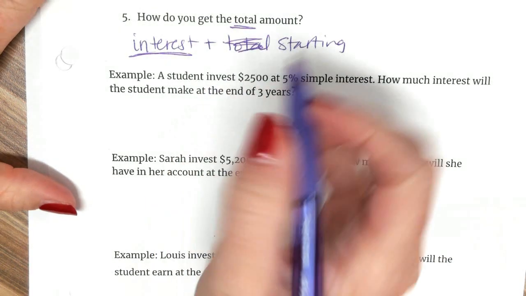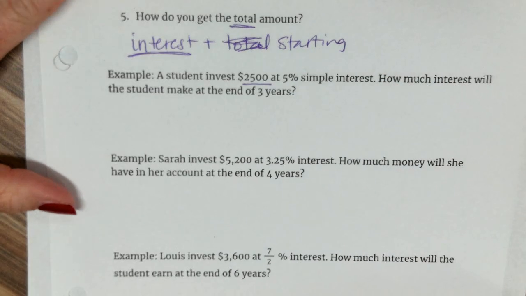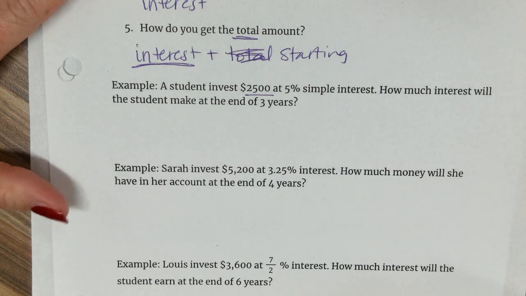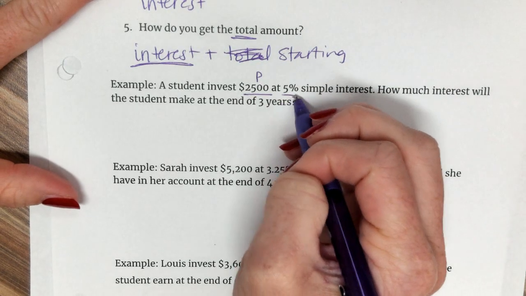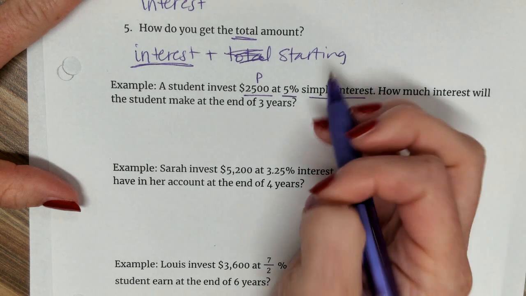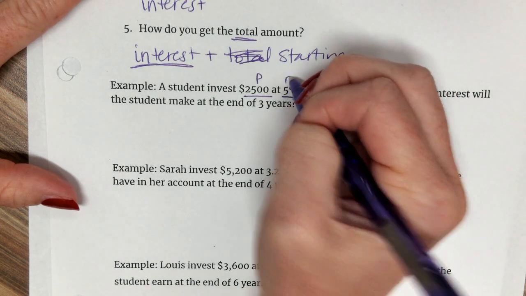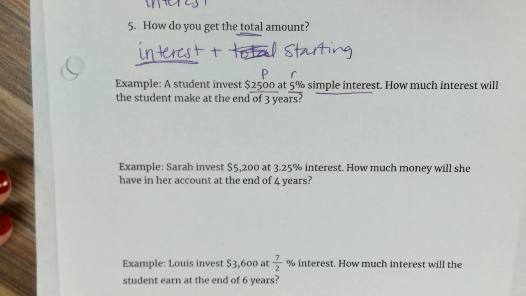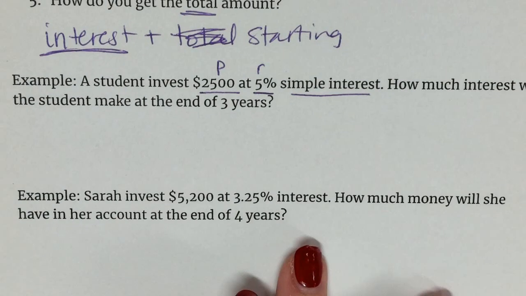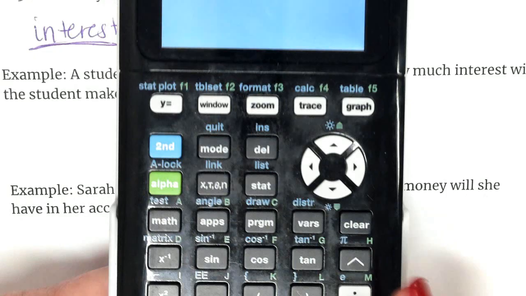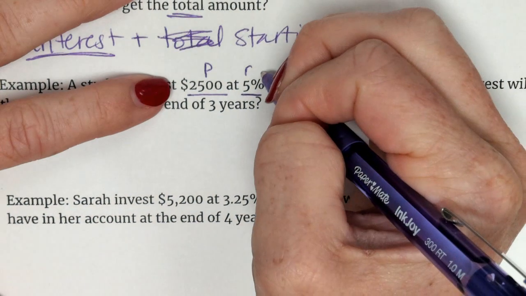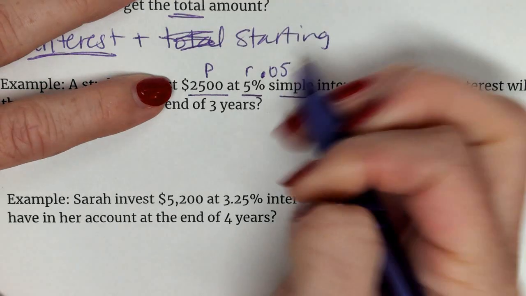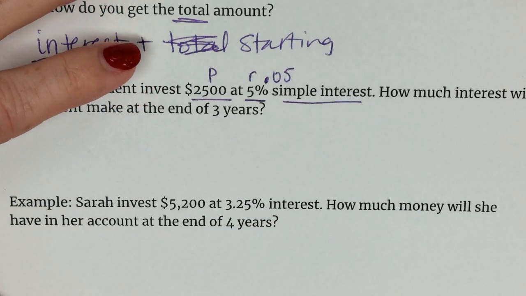A student invests $2,500. What is that going to be? Is that the P, the R, or the T? That's the P. At 5% simple interest. The percent is an R, but what do I have to change it to? A decimal. How do I change a percent to a decimal? Put it over 100. So I have 5 divided by 100, which is 0.05. So I'm going to write that right here. 0.05. If you put the 0 in front, that's perfectly fine too.